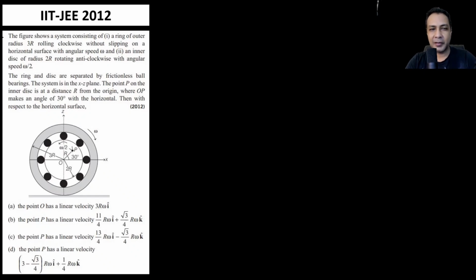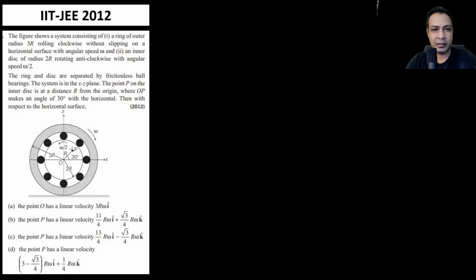Hello, dear students. Let's see this question of IIT-JEE 2012. The question states: the figure shows a system consisting of a ring of outer radius 3r rolling clockwise without slipping on a horizontal surface with angular speed omega, and an inner disk of radius 2r rotating anticlockwise with angular speed omega by 2.